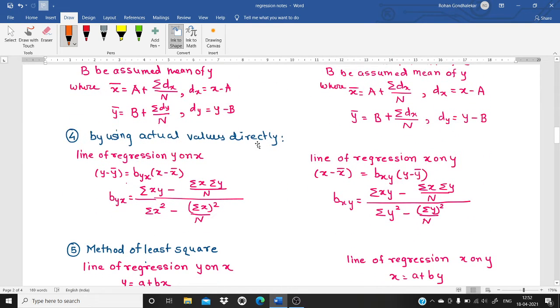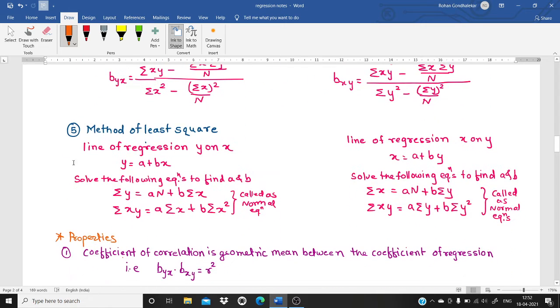Now using the actual values directly. This type of problem we have also seen in the correlation chapter. We use the actual values. That is, if small x and small y are given, you can directly get summation x square, summation y square, and summation x into y. Using them, you can get byx and bxy as well.